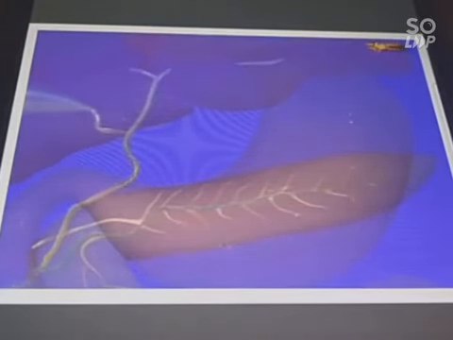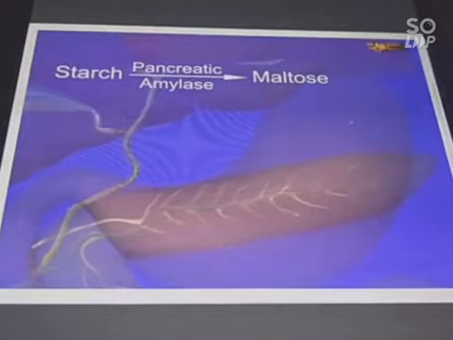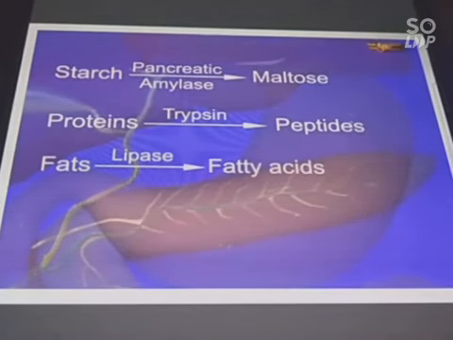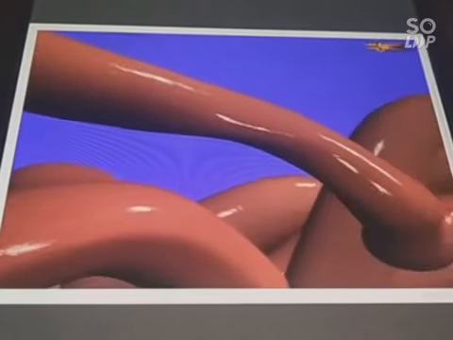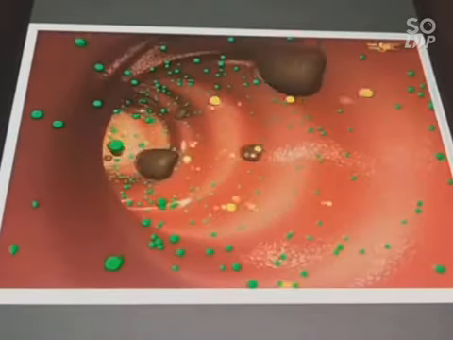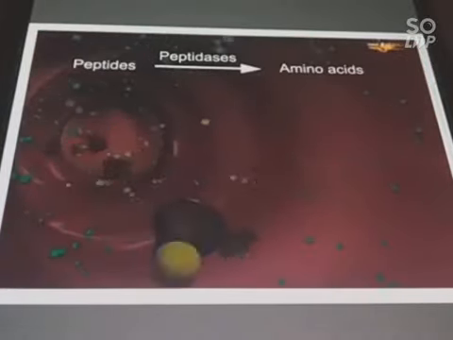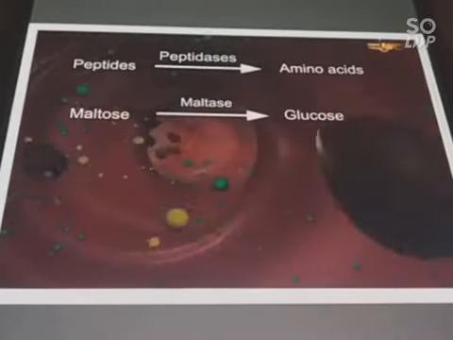Amylase acts on starch, which remains undigested by the salivary amylase, converting it into maltose. Trypsin converts proteins into peptides, while lipase converts fats into fatty acids and glycerol. The semi-digested food thus formed enters the next part of the small intestine, the ileum. In the ileum, the digestive process is completed. That is, peptides are converted into amino acids by the action of peptidases, and maltose is broken down into glucose by maltase.